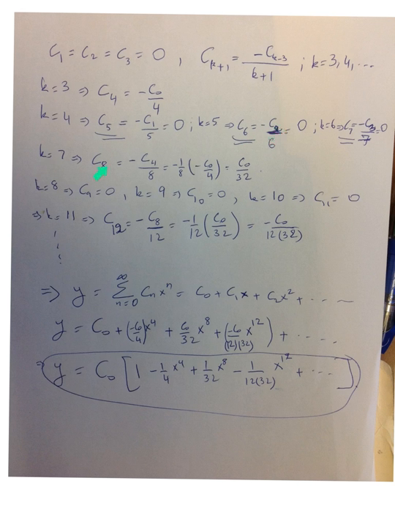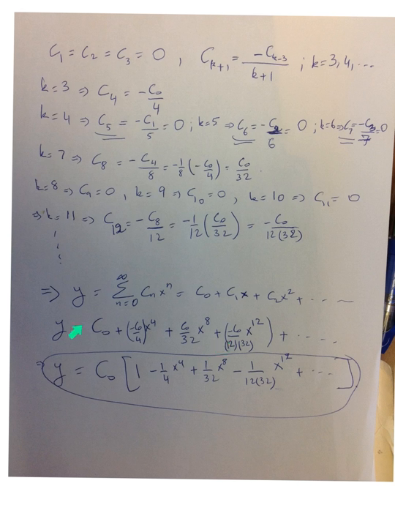So I have c8. c8 is the coefficient of x to the 8. So x to the power of 8 times c8, which is c0 over 32, plus, keep going until I have k is 12, c12, which is different than 0, times x to the power of 12. c12 is minus c0 over 12 times 32. Leave it as a product like this. So it's minus c0 over 12 times 32.